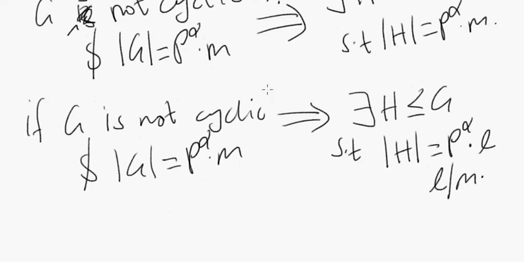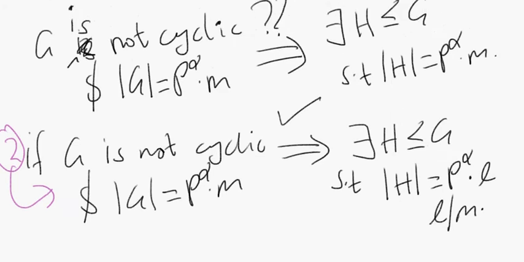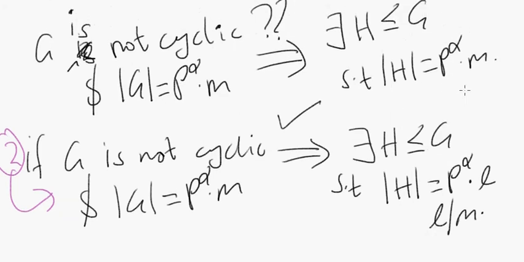So the question is, suppose we're able to prove this, would we be done? Why would proving this statement, let's call it statement 2, amount to a completion of the proof? Why will showing that there's a subgroup of order p to the alpha times L guarantee us that we'll have a subgroup of order p to the alpha, is the question.